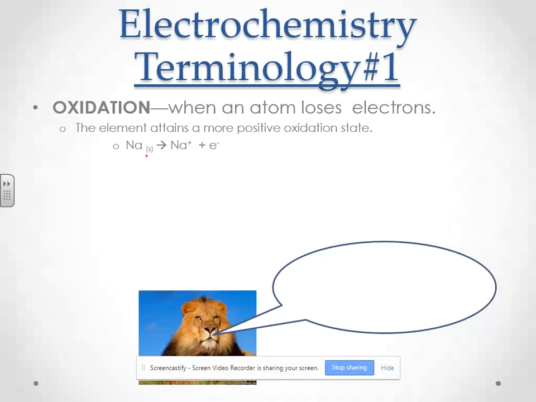So, for example, here we have solid sodium metal. If it were to undergo an oxidation process, it would form the sodium ion and it would release one electron. So the atom is losing electrons. You'll notice the electrons are on the product side because it lost the electron. Remember, a way you can remember the definition of oxidation is if it loses electrons, it oxidizes.